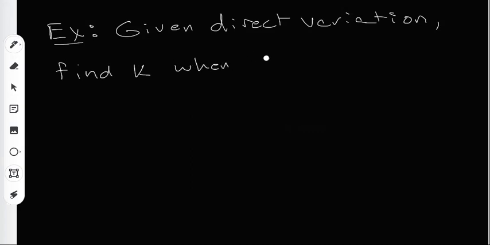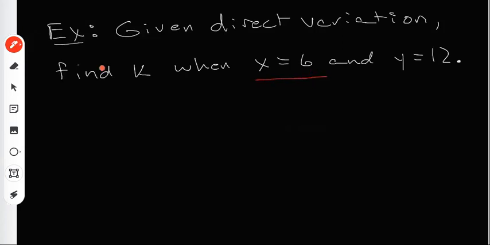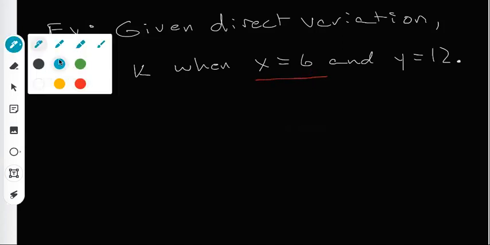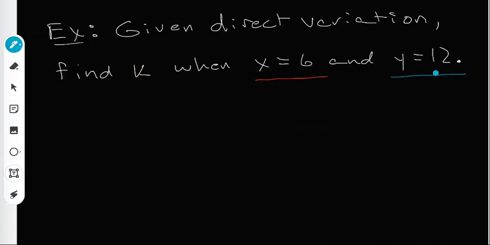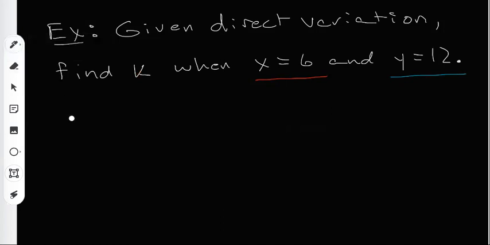when x equals 6 and y equals 12. So I give you 2 different pieces of information. I tell you what x is, and then I tell you what y is. What we're going to start off doing is writing out the direct variation formula. And if you remember from the last slide, the direct variation formula is y equals kx. We start from that formula.